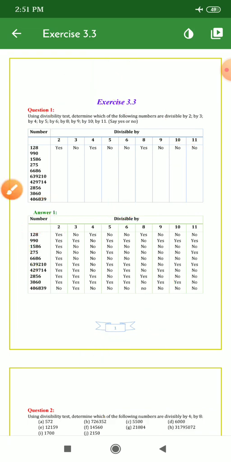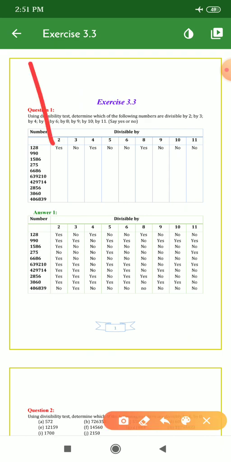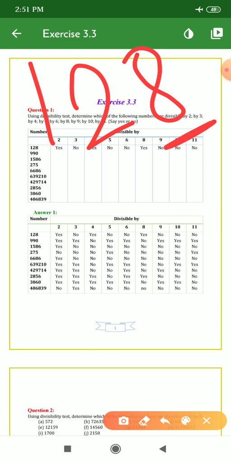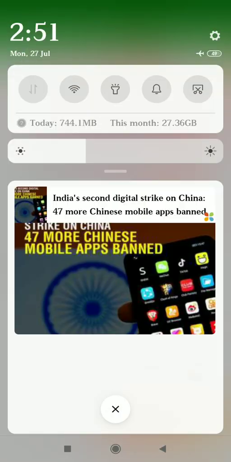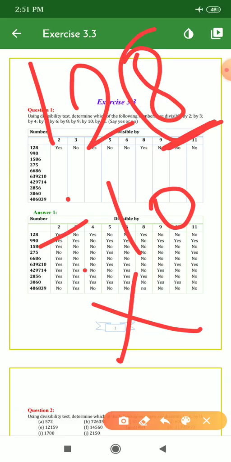Okay. Now the divisibility rule for 10, that the unit digit should contain 0. If it is 0 here, then it is divisible by 10. Otherwise it is not divisible by 10. If it is not 0 here, then it will not be divisible by 10.